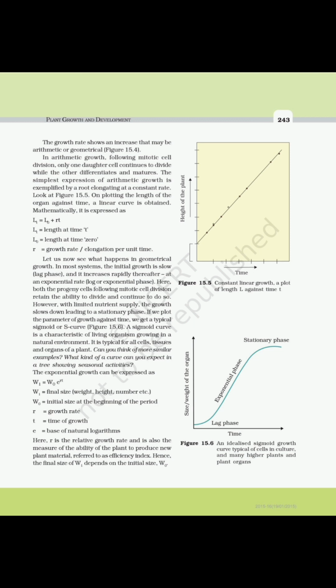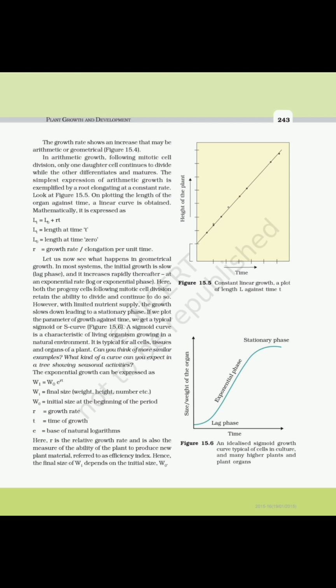Figure 15.6. A sigmoid curve is a characteristic of living organisms growing in a natural environment. It is typical for all cells, tissues and organs of a plant. Can you think of more similar examples? What kind of a curve can you expect in a tree showing seasonal activities?